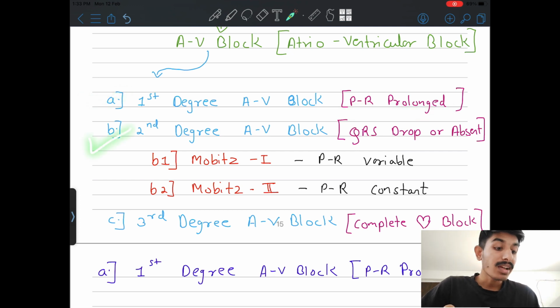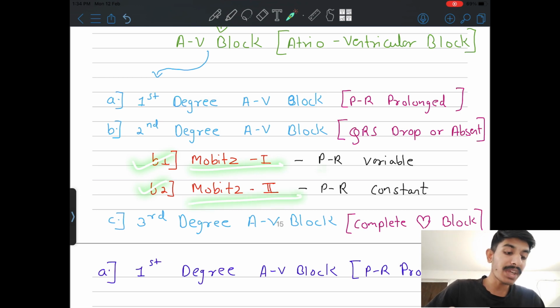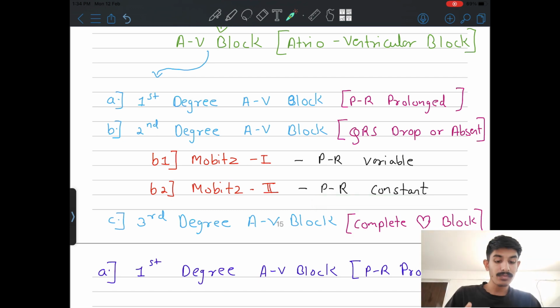In second degree, the QRS is dropped somewhere, and there are 2 types, Mobitz 1 and Mobitz 2. In Mobitz 1 the PR is variable, like there is a difference, but in Mobitz 2 the PR is constant. We'll look at this one by one by example. For now, just remember this. This is the classification, or we can say subtypes of this degree. And the third is complete heart block.